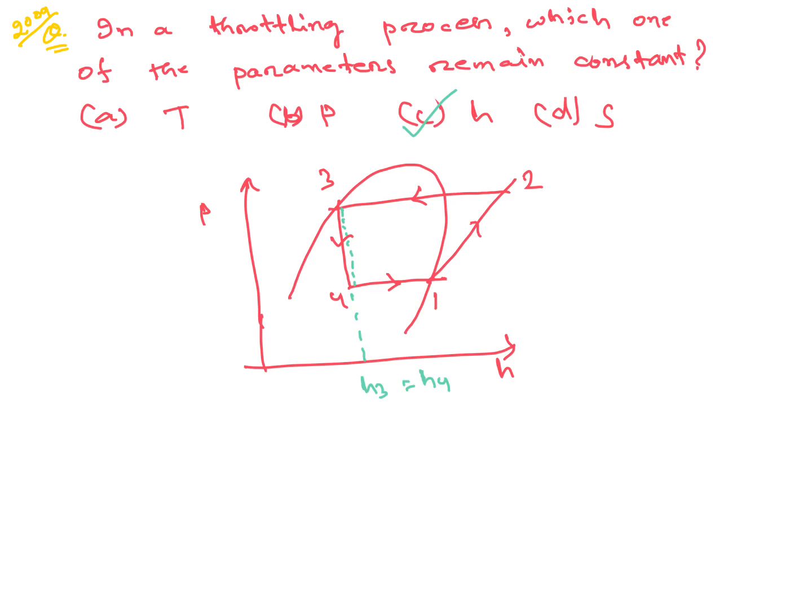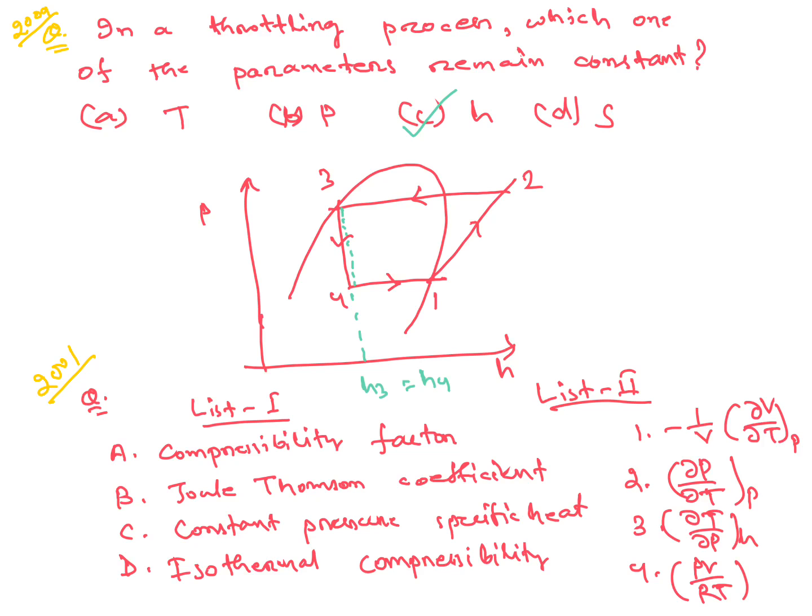Next question was asked in IES 2001. List 1 and list 2 type of question. You have to match A, compressibility factor, B, Joule-Thomson coefficient, C, constant pressure specific heat, D, isothermal compressibility. 1 is minus 1 by V dV by dP at constant temperature, 2 is dH by dT at constant pressure, 3 is dT by dP constant enthalpy, 4 is PV by RT.